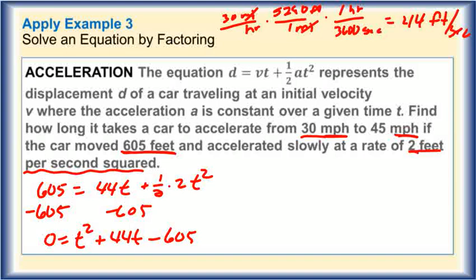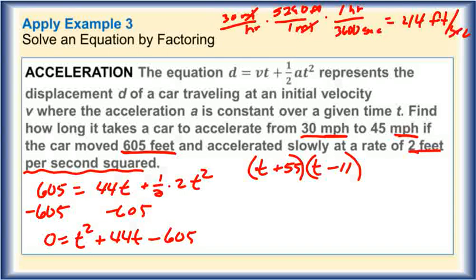And now I have to factor that. So I've got to think, what do I multiply to get negative 605, and together gives me 44. So think 605, if I divide that by 11, I get 55. So this would be plus 55 and a minus 11. Because 55 times a negative 11 gives me a negative 605, and 55 plus a negative 11 gives me a positive 44.